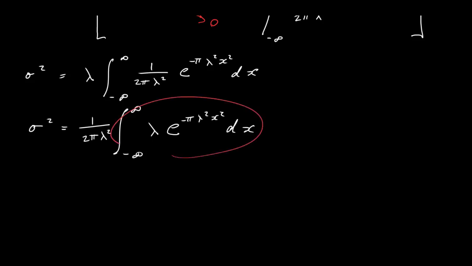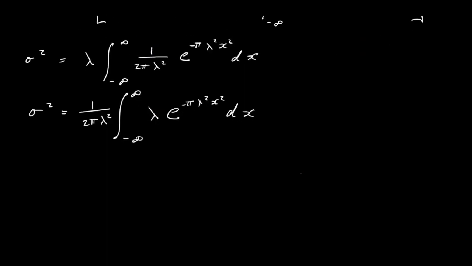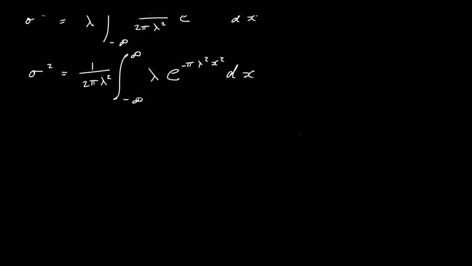If we just have a look at this integral here, this we can find is just our function, and its area is just going to be 1. The area underneath this function here is just 1. This is our function here, and we know that the area underneath the curve is just going to be 1. So when we integrate this, we should just get 1. So we can replace this here with just 1. So we got sigma squared is equal to 1 over 2 pi lambda squared.